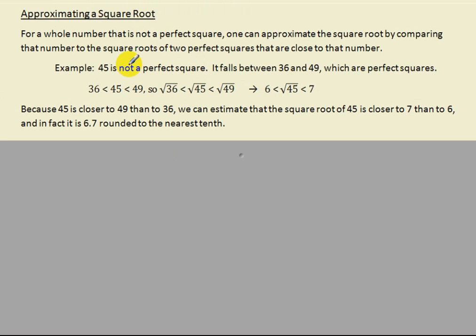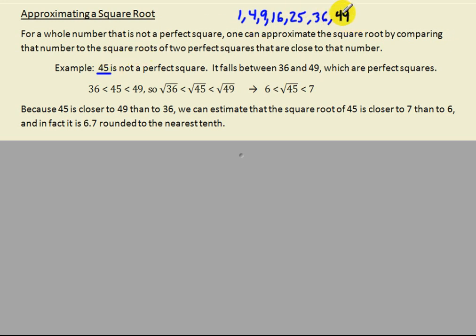Okay, we can use the idea of perfect squares to approximate a square root. So for a whole number that is not a perfect square, we can compare that number to the square roots of two perfect squares that are close to that number. This will generally make more sense with an example. 45 is not a perfect square. So look at the two perfect squares that surround that number, and it might help to even make a list. 1, 4, 9, 16, 25, 36, 7 squared is 49, etc., etc.